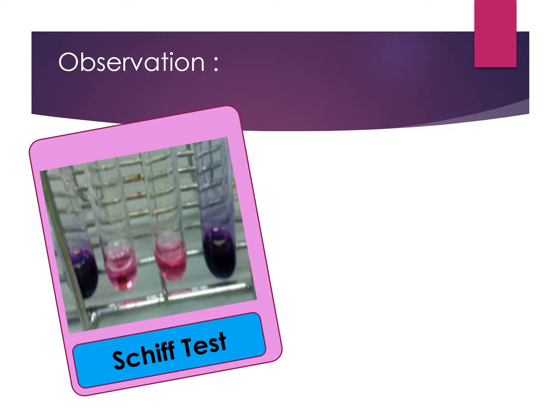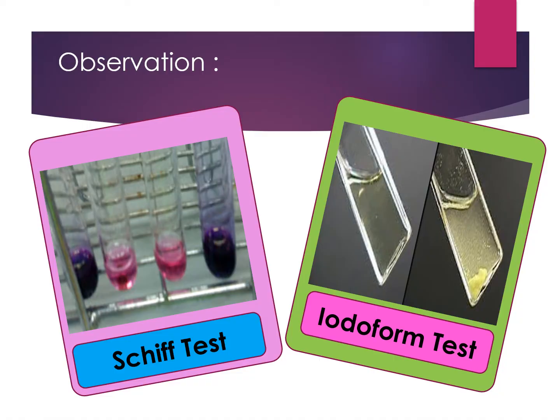For the Schiff's test, as we can see, a pinkish purple solution will form for the ethanol and benzaldehyde, and for propanol there is no pinkish purple solution formed. And the last test, which is iodoform test, the light yellow will form for the ethanol and propanol, but negative result for benzaldehyde.